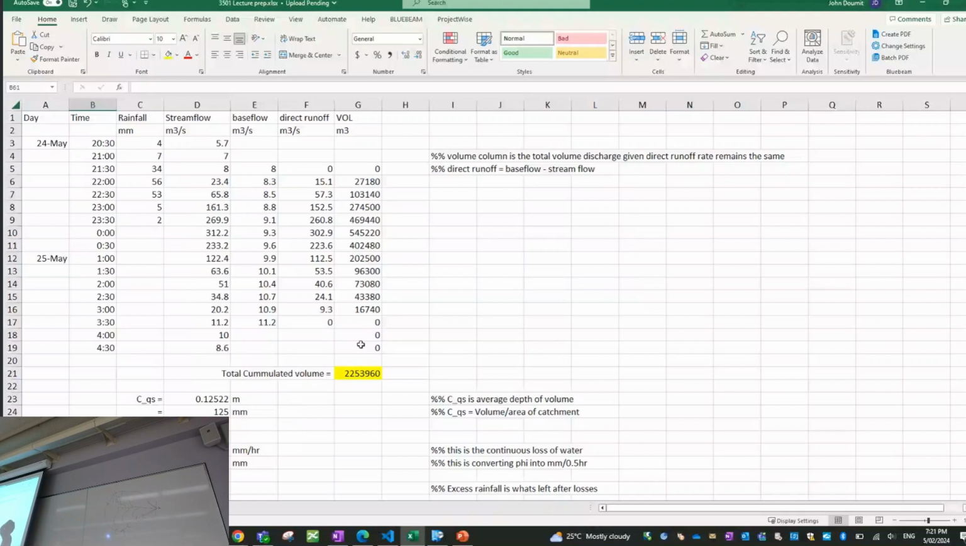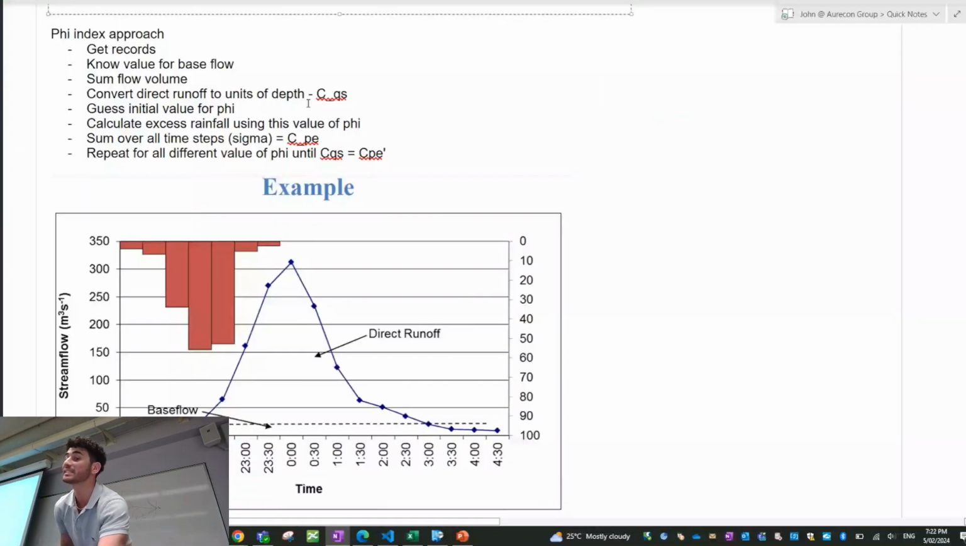Okay, this is getting a bit dense. I don't know if I should go through in this much detail because I'm just going to bore everyone. But basically, if you do all that maths, you're going to get the CQS. Let's go back to my notes just to see what that is again. So the CQS is basically the average depth of the water that occurred.